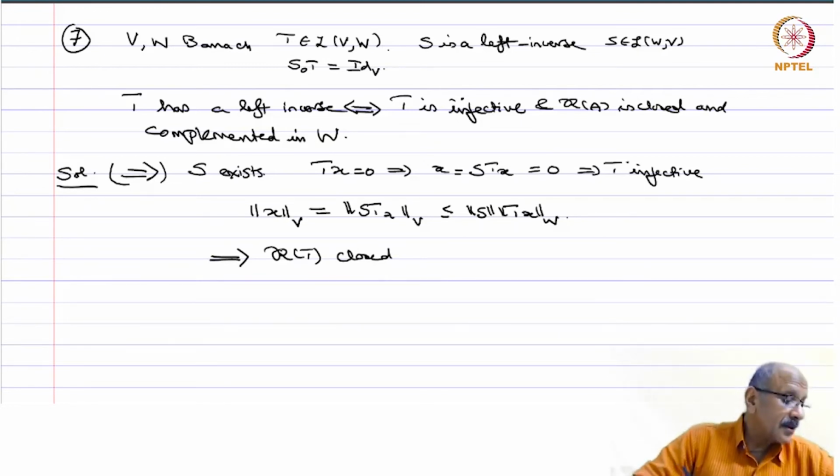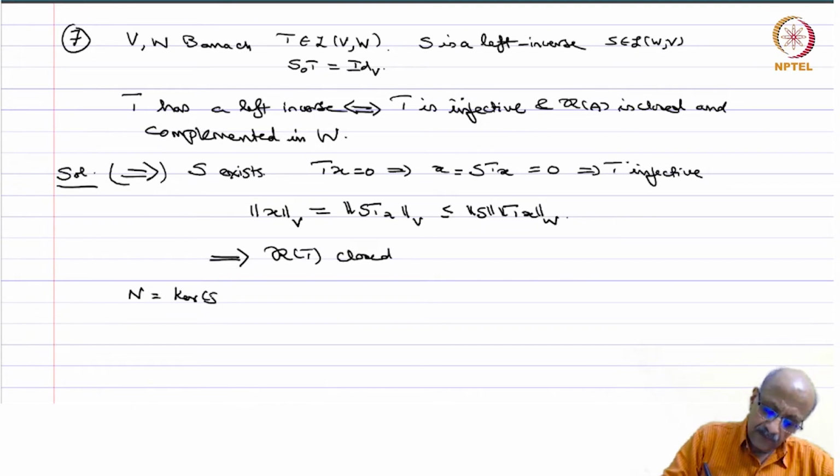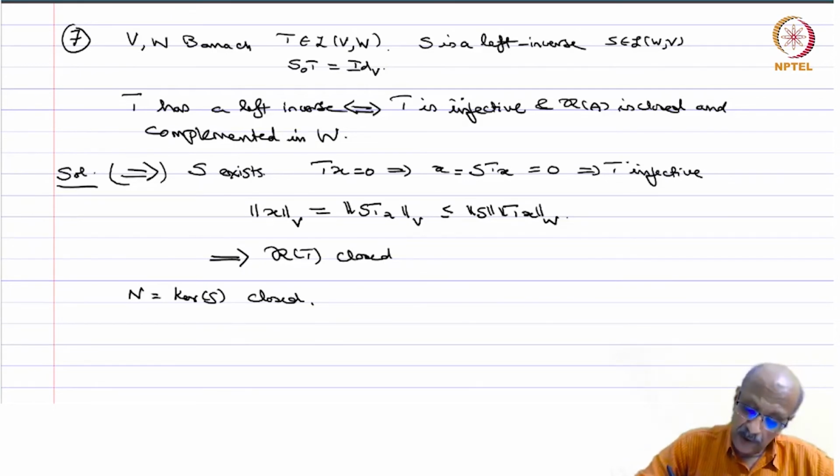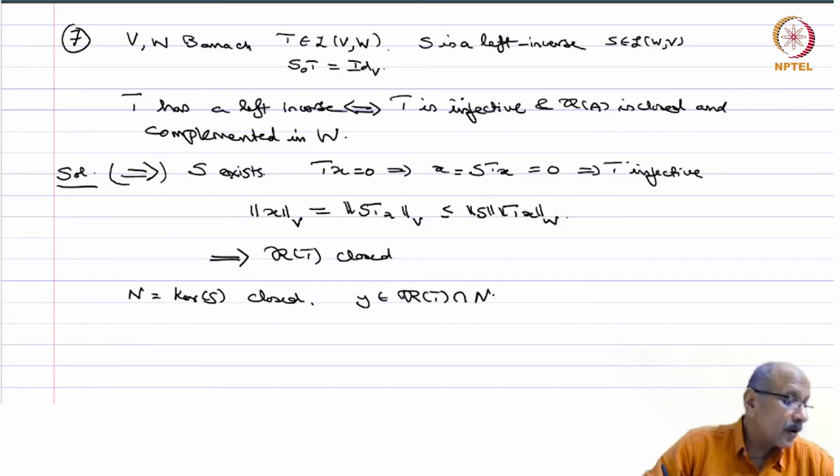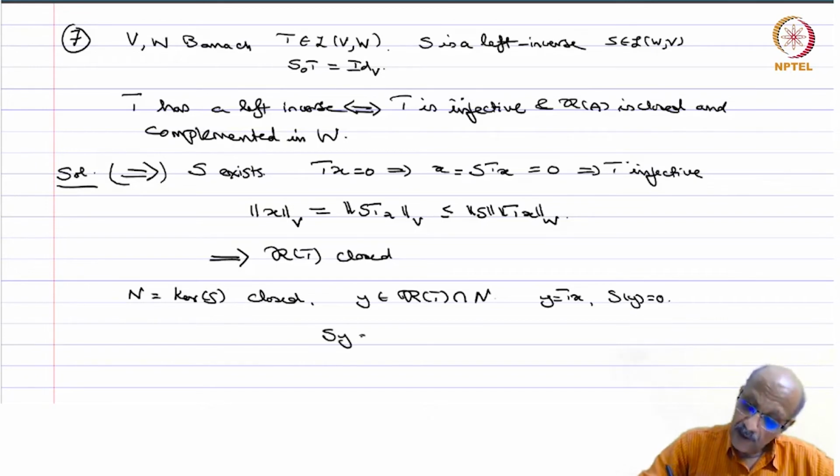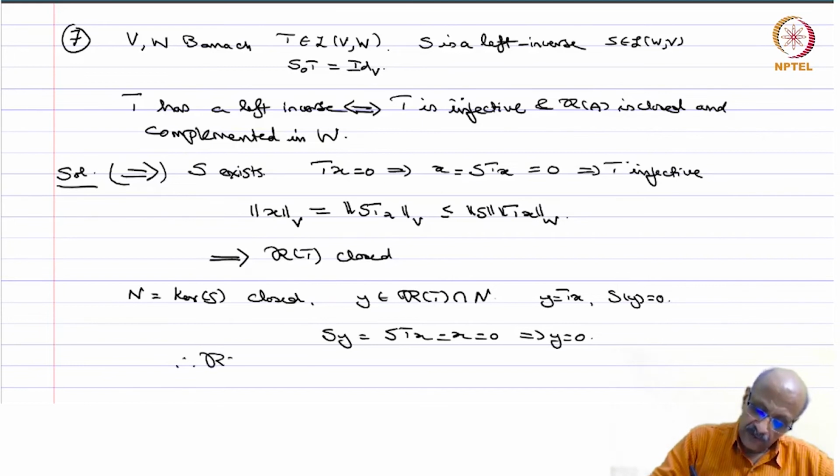Now we want to show that the range is complemented. So let us take N equals kernel of S. So S is a continuous linear operator, so this is closed. Okay. So let us assume that y belongs to range of T intersection N. So this means y equals some Tx, and then S of y equal to 0. So S of y is S of Tx, which is x, and that is 0, and this implies that y equals 0. Okay. Therefore, range of T intersection N is just the singleton.